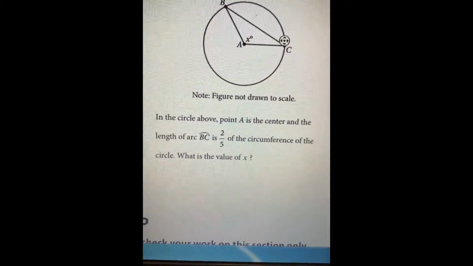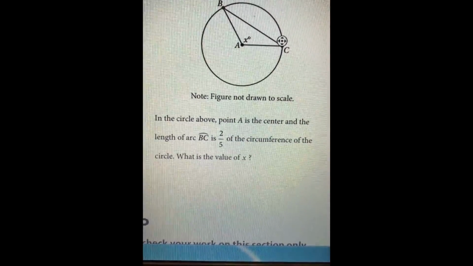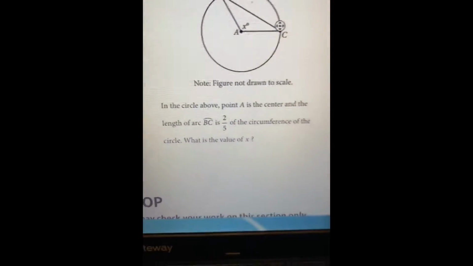All right, so take a look at this question, pause the video and read it, and then come back. All right, so I'm assuming you've had a go at it.